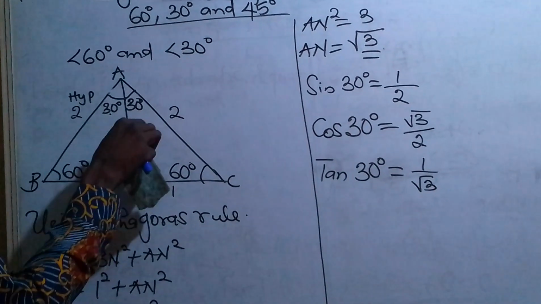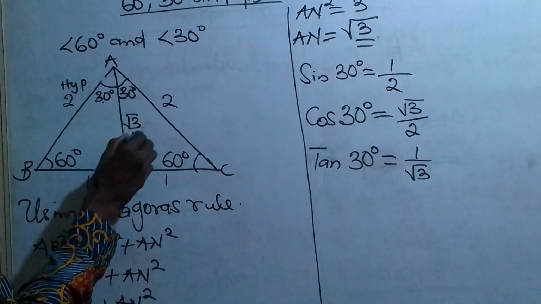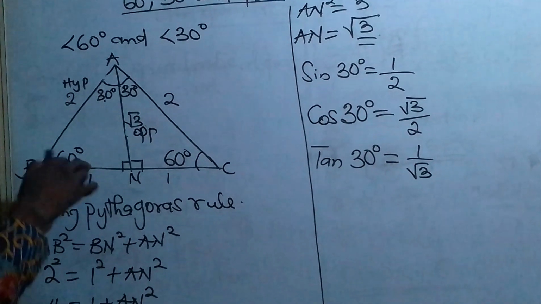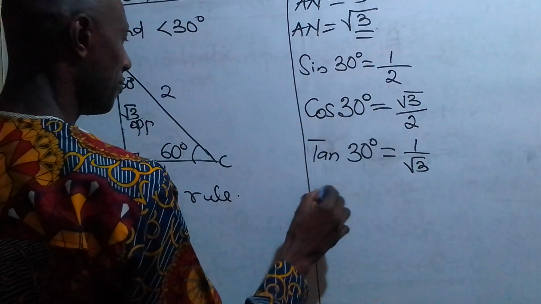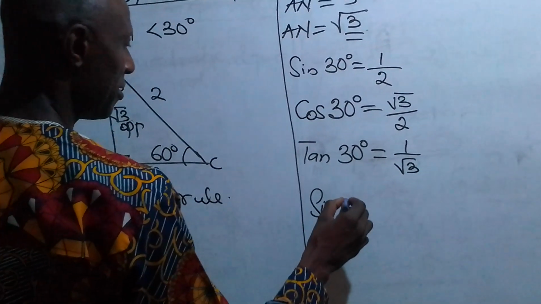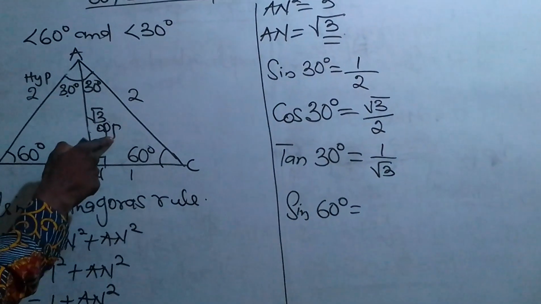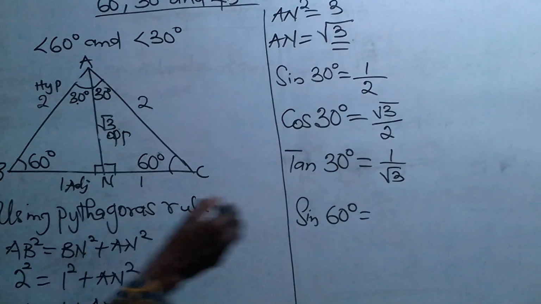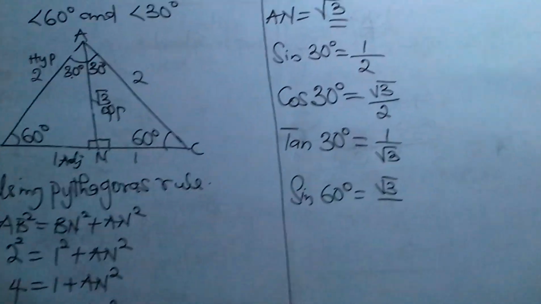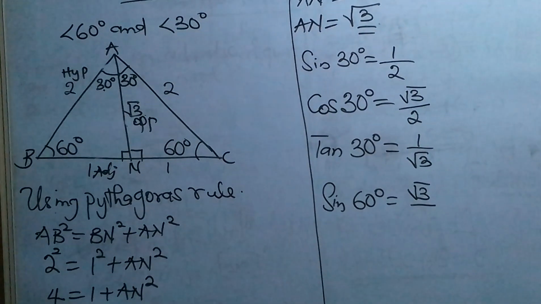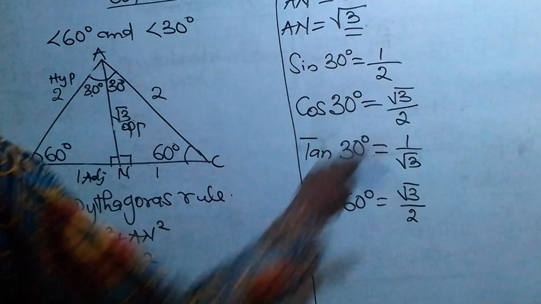Now let's use 60. This adjacent will change, hypotenuse will remain. Now here is the opposite to 60, and here is the adjacent. So sine 60 degrees, what is our opposite there? It's root 3. And our hypotenuse is 2. If you look at it, sine 60 is equal to cos 30.